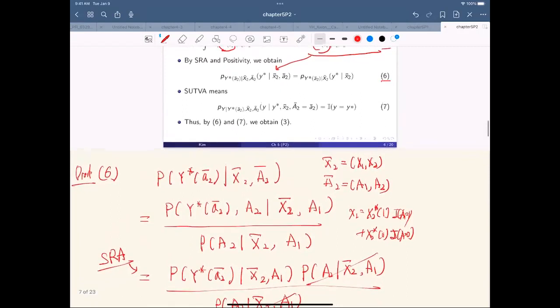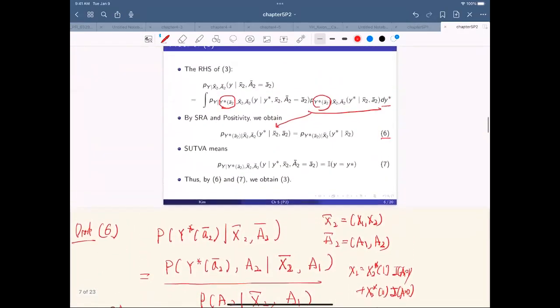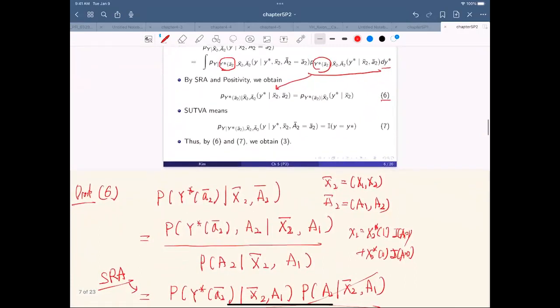That's because it's part of A2 bar. So A2 bar indeed involves A1. So I see, you are right. You mean this one, right? So this one is not. We just get a little bit confused about notations. X2 bar involves A1 or not. Well, let me just look it up.